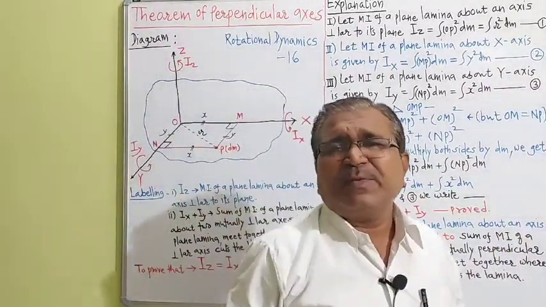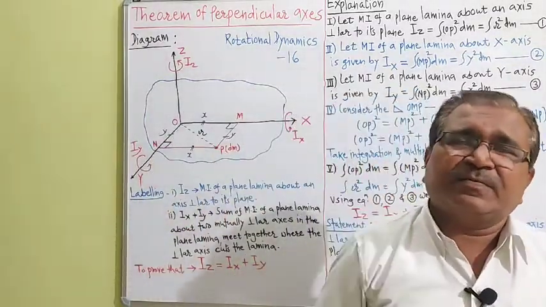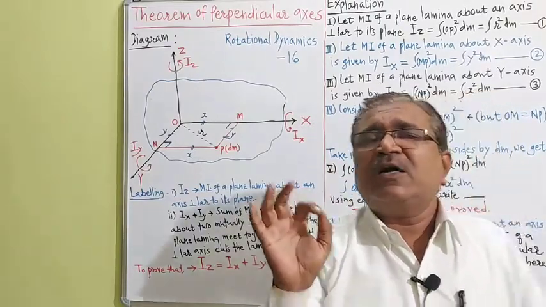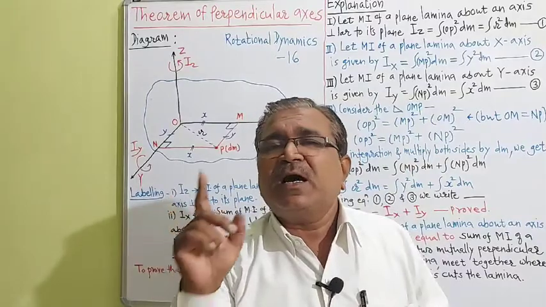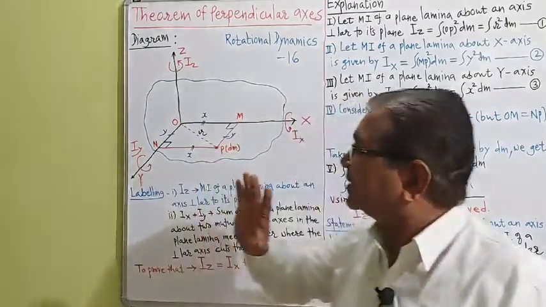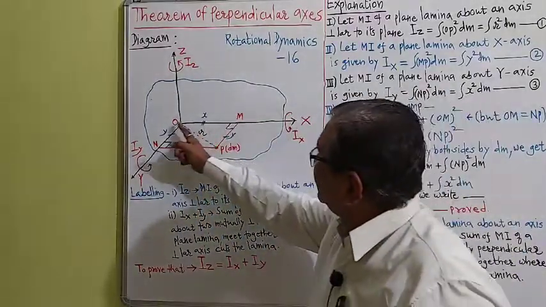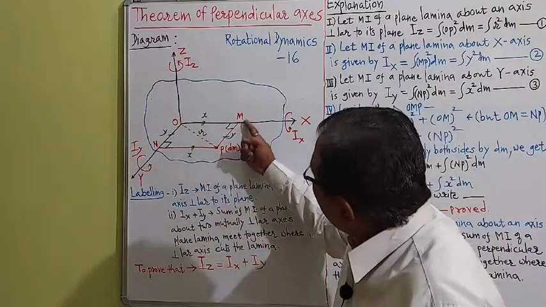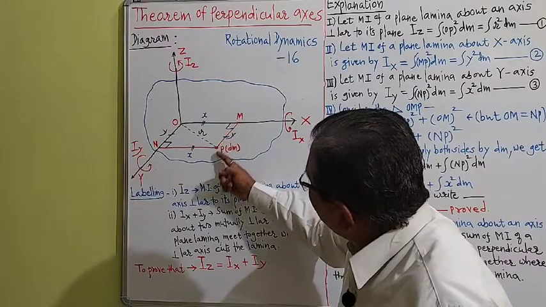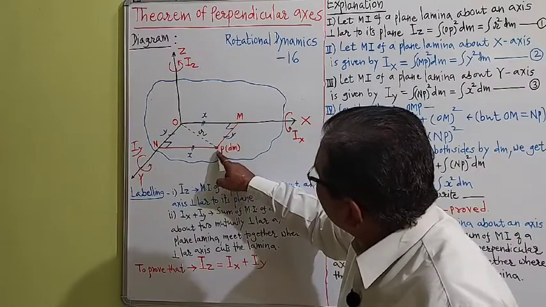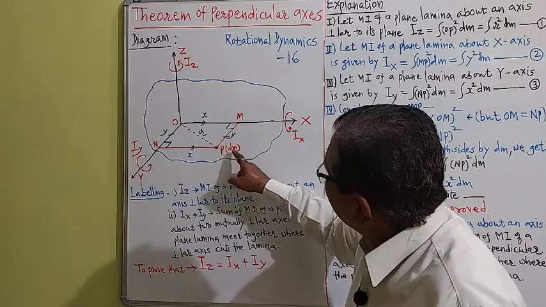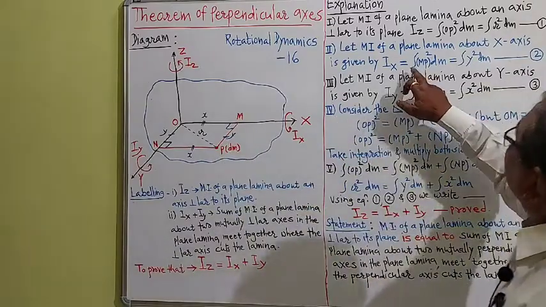Very simple. Listen carefully. Now, moment of inertia of a plane lamina about the x-axis. Where is the x-axis? This is the x-axis. This x-axis is at a distance MP from this point. So we can write what? MP square into dm, that I have written here.